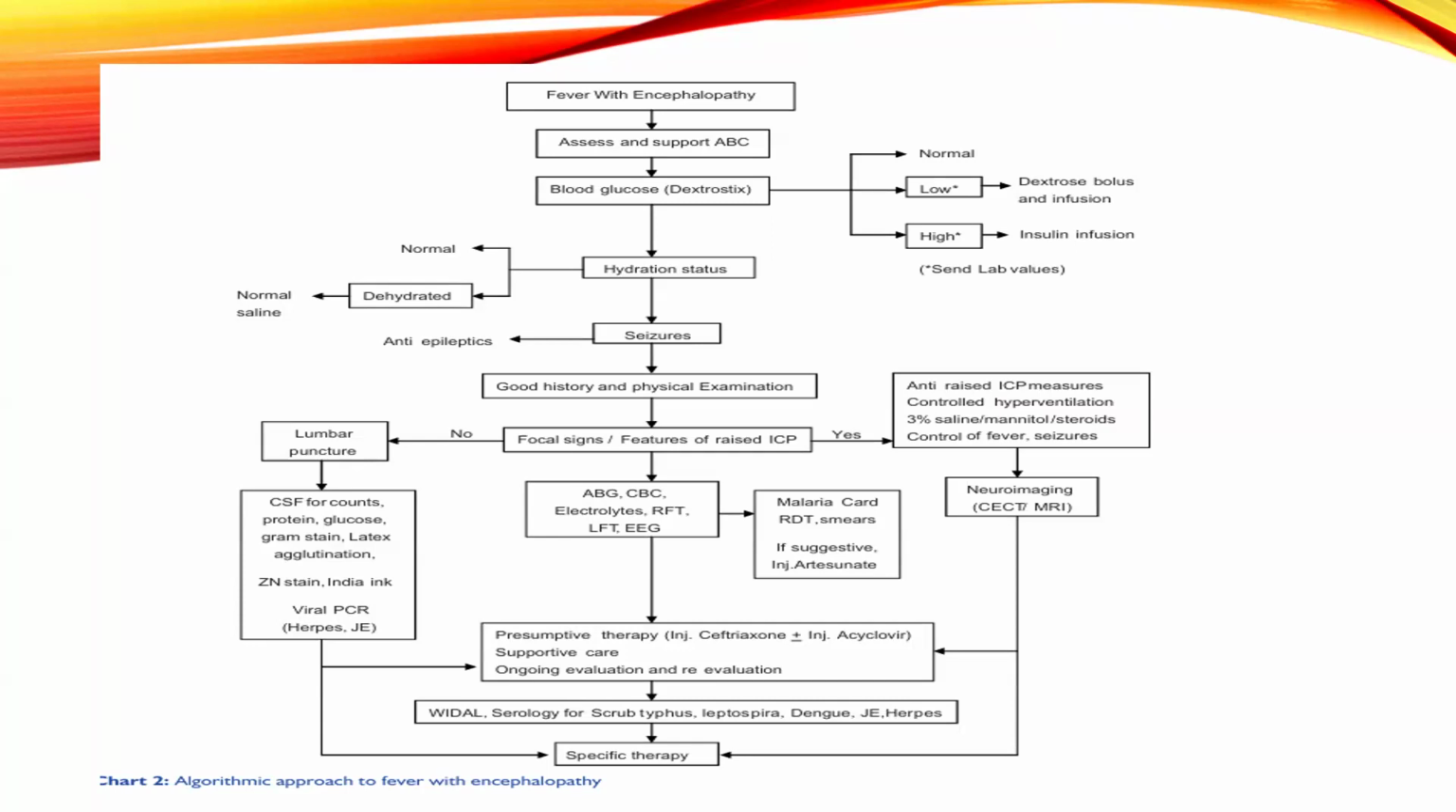We can start the preemptive therapy for the meningitis like ceftriaxone and acyclovir, and consider the Vidal serology for scrub typhus, leptospira, dengue, Japanese encephalitis, and herpes, and send and treat accordingly. So if it is fever with thrombocytopenia, we can start with the antipyretics for control of the fever.